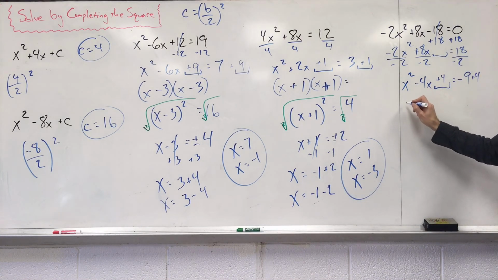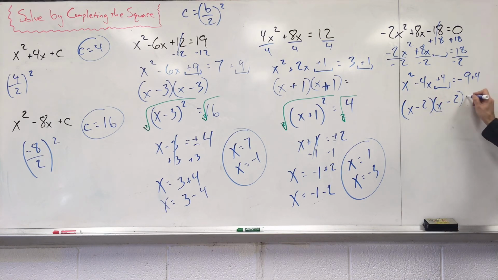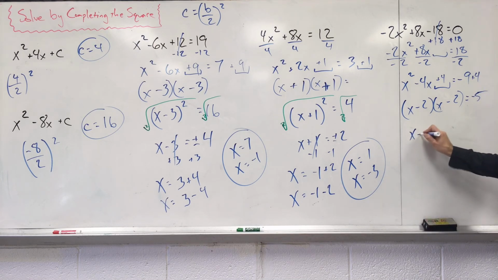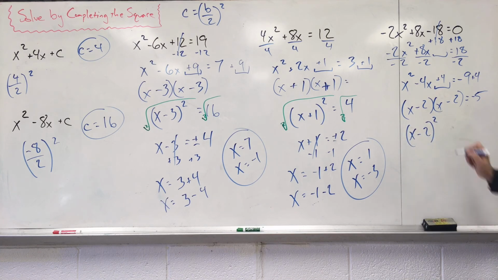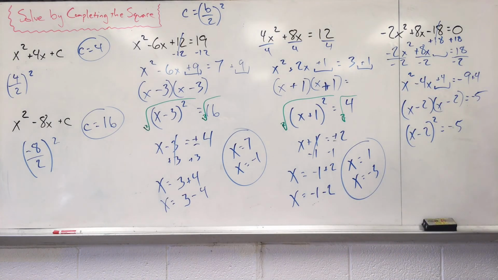And let's factor. So x, 2, going to be minus minus. And then the other side, minus 5. Rewrite. X minus 2 squared equals negative 5. Okay, almost done. I know I just kind of ran through that.